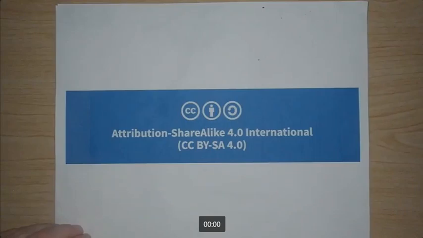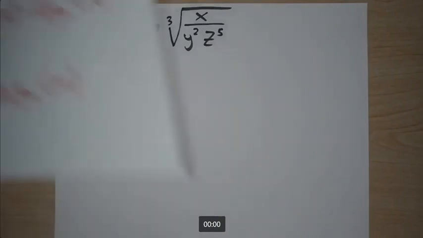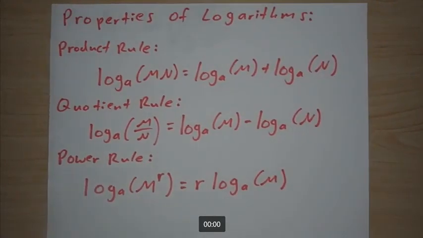This is example 8 of the Logarithmic and Exponential Forms lab. We have the following expression, ln of the cube root of x divided by y squared z to the fifth, and we want to expand this as much as we possibly can using the properties of logarithms, where we have a product rule, a quotient rule, and a power rule.